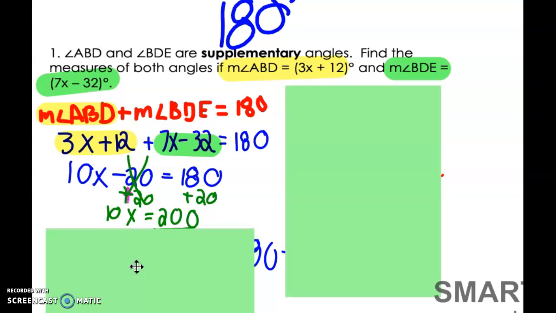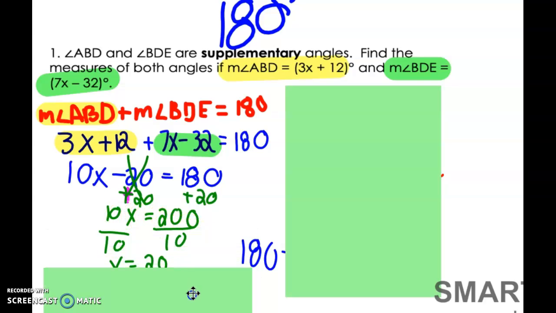Remember the default operation in algebra and equations here is multiplication. So that 10x means 10 times x. So 10 times x equals 200. How do you undo multiplying by 10? You divide by 10. So you're going to divide by 10 on both sides of this equation, because whatever you do to one side, you have to do to the other, and you're going to get that x is equal to 20. But you have to be careful here.